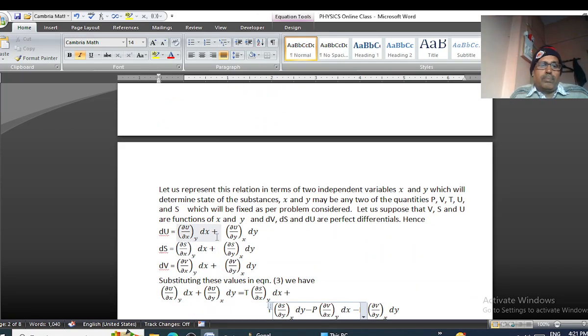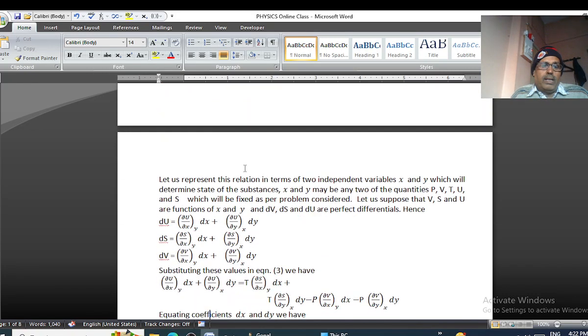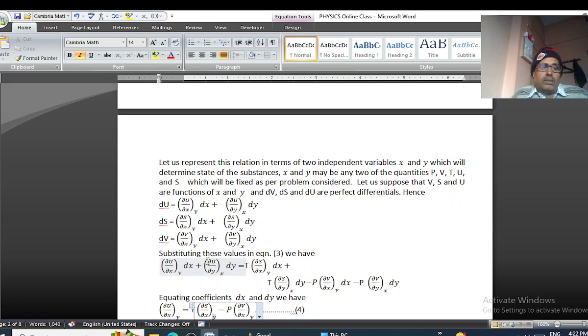We differentiate it partially, first with respect to x and then with respect to y, and similarly we differentiate ds and dv. After getting du, ds, dv, we put them in equation 3, where du is equal to tds minus pdv. Let us substitute the values of du, ds, dv, and we get this. The left side is du, then t times ds, and this is pdv.